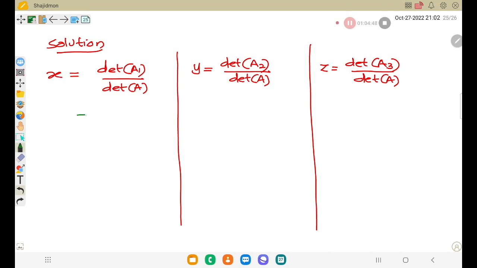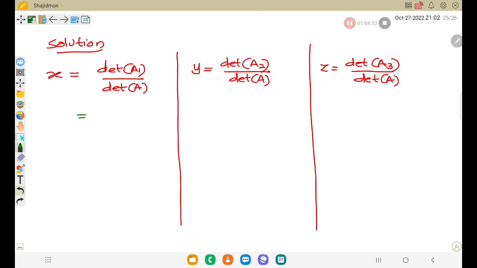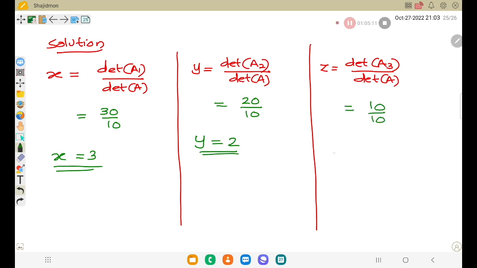So what is the determinant of A1? We got 30 here, correct? 30 divided by determinant A, which is 10, 30 divided by 10, so x equal to 3 we are getting. Now y equals determinant A2, 20, divided by determinant A, which is 10, so y equal to 2. z means determinant of A3 is 10 divided by determinant of A, also 10, so z equal to 1. So what is the solution here? x equal to 3, y equal to 2 and z equal to 1 by using Cramer's rule.